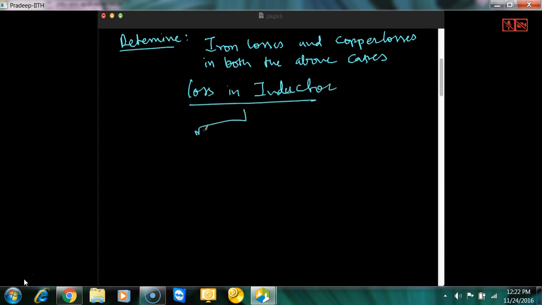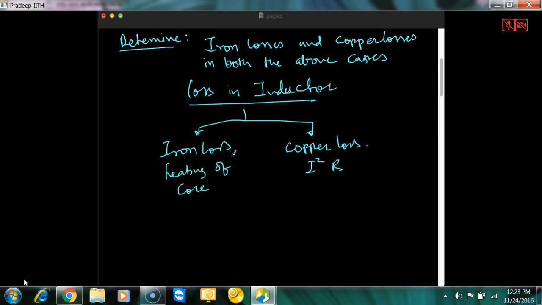so there will be two types: iron loss and copper loss. So the copper loss is nothing but I square R. Okay. So iron loss is nothing but heating of core. Okay. So of course this is heating of winding.